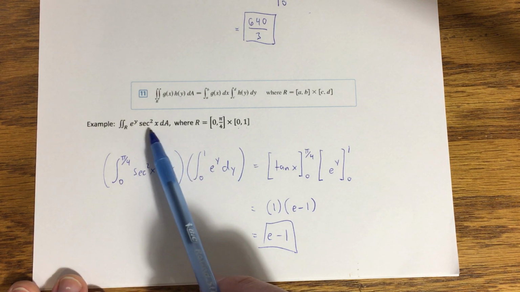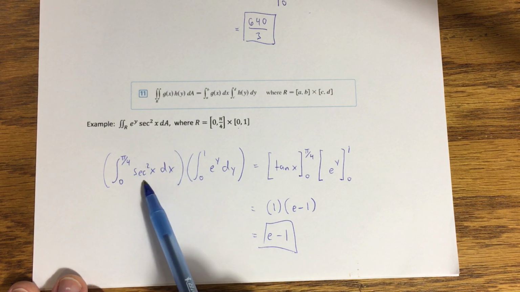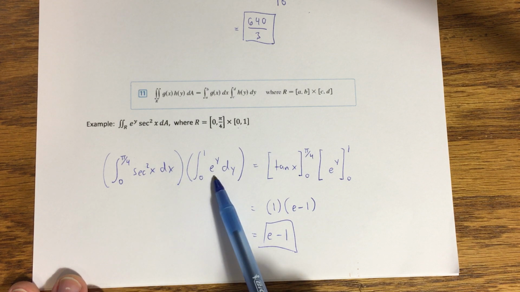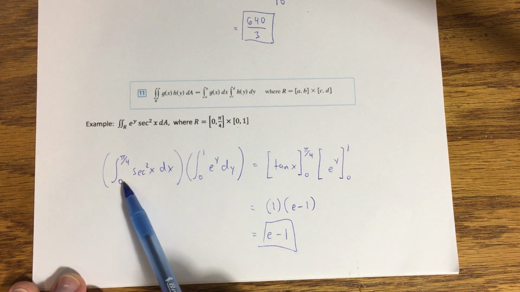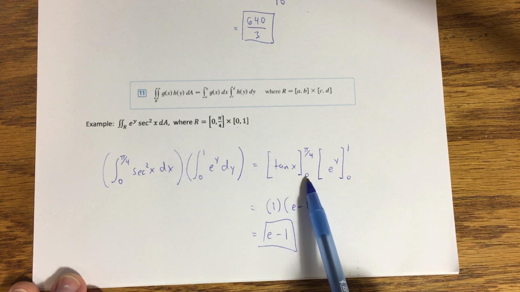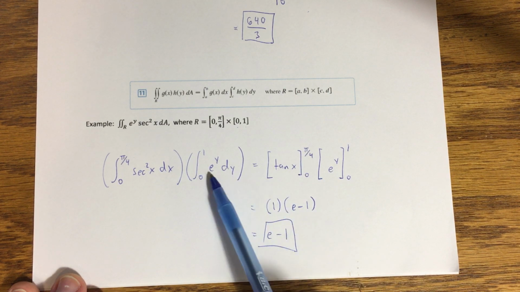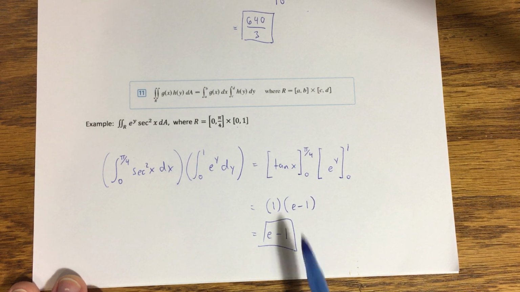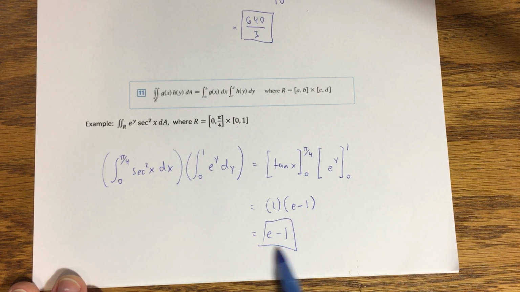So I pulled the secant squared of x out, used its limits of integration here, and did the same thing for e to the y. This comes out to tangent of x, evaluated from 0 to pi over 4, and e to the y, from 0 to 1. My first definite integral gives me a 1. My second definite integral gives me an e to the negative 1. Multiplying those just gives me e. Oh, sorry, I said e to the negative 1.